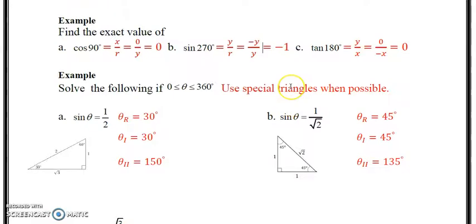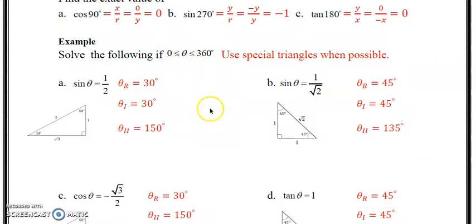Again, this is more of an exercise designed to help with the understanding. Okay. And then the last one is tan 180 is y over x. y is 0 over negative x. 0 divided by anything other than 0, of course, is 0. So 0 divided by negative x is obviously 0.